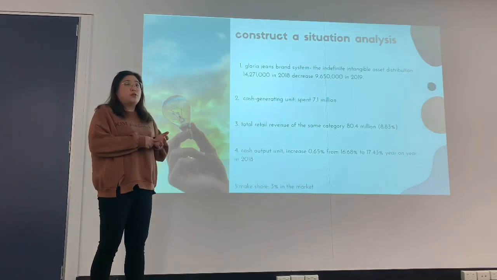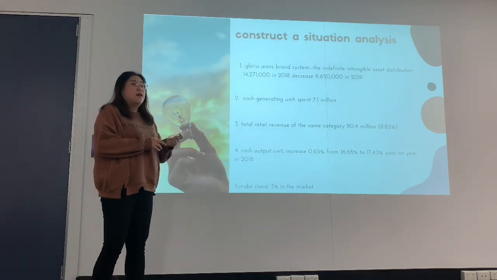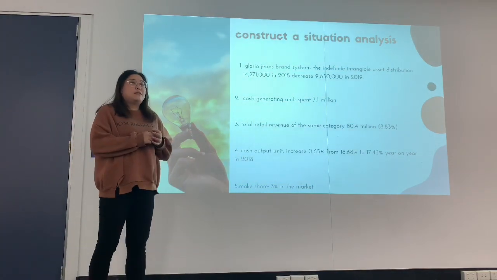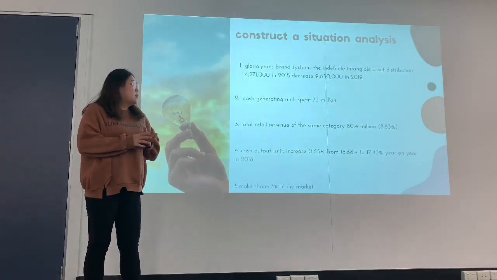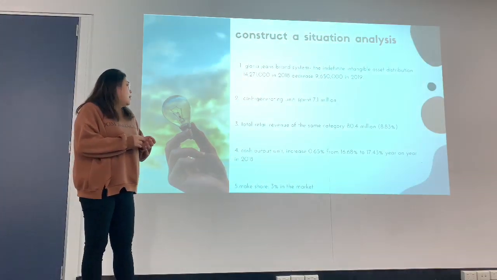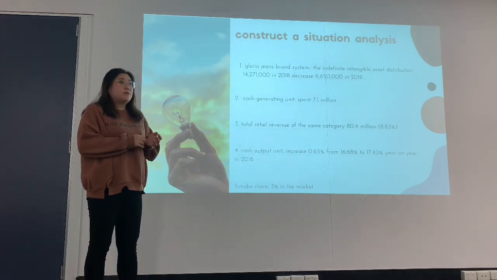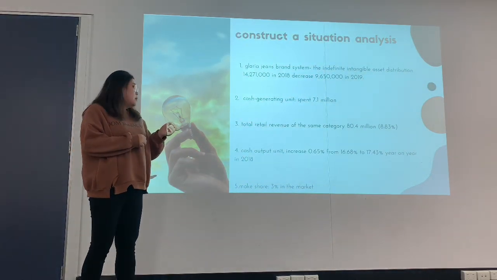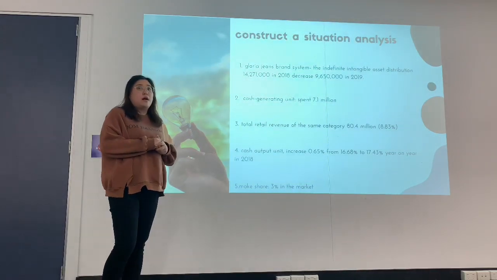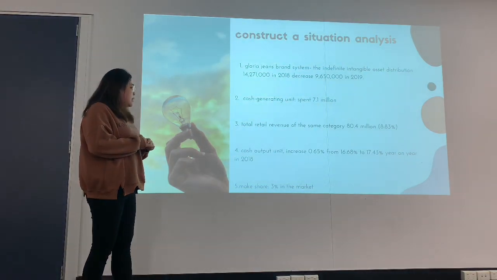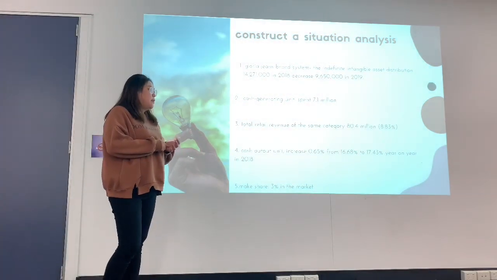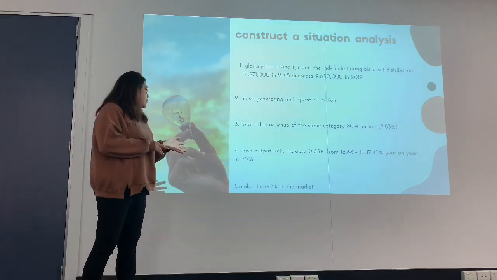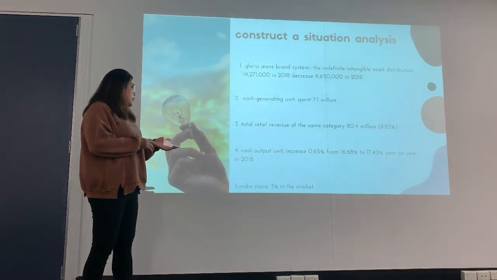It accounts for 8.83% of the total ratio, and the revenue of the same category is 80.4 million. Compared with its competitors, it occupies the first place in the market. In terms of the cash generating units, they increased by 0.65%, from 60.68% to 70.43% year on year in 2018. And in market share, it has 3% of the market.